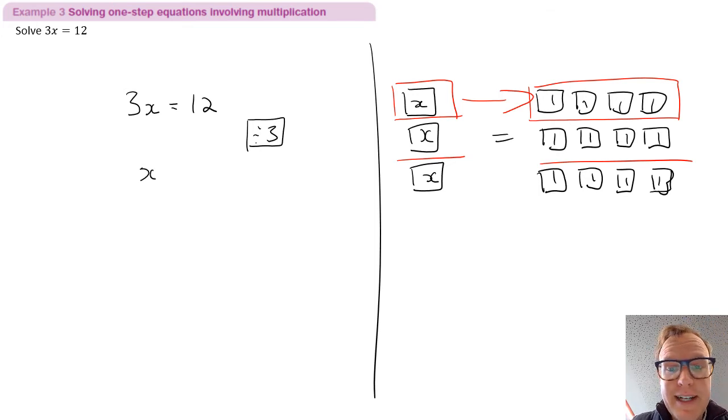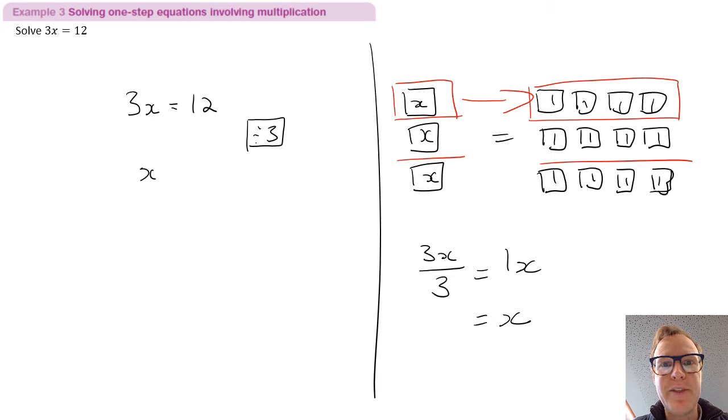Another way to think about that is, if I've got 3x and divide that by 3, the 3 divided by 3 is 1, so I'm just left with 1x. And that 1x, we can just say is x. Mathematicians are lazy, we don't want to write more than we need to. So back to our original problem, we've gone 3x divided by 3 to get x. I'm going to do the same to this side as well, so 12 divided by 3, which is 4.